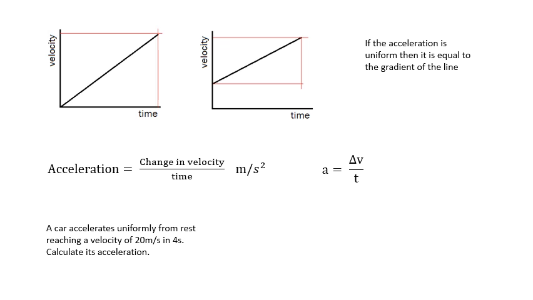Have a go at this sum. A car accelerates uniformly from rest, reaching a velocity of 20 meters per second in 4 seconds. Calculate its acceleration. Dead easy. And the answer is, there you go. So change in velocity over time, 20 over 4, 5 meters per second squared.